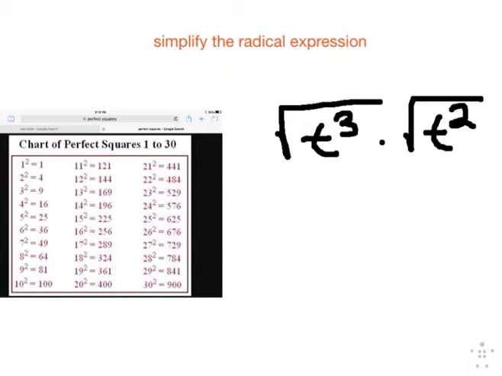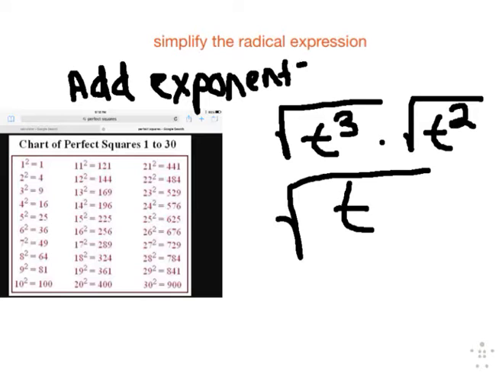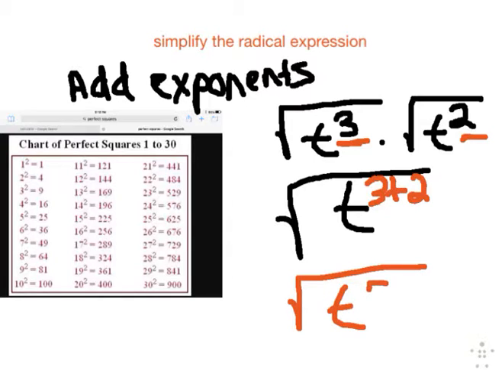Let's do an example with letters. So we have t cubed and t squared here. Now, when you're multiplying two exponents together, all you're doing is adding the numbers together. So you add exponents. Make sure you write that down somewhere. So in this instance, our exponents were 3 and 2. So we would add that together. So 3 plus 2. So that is the same thing as t to the 5th.